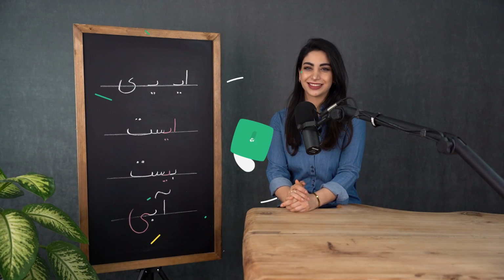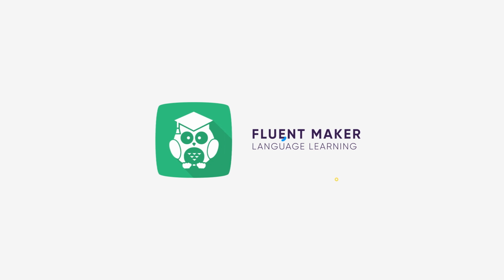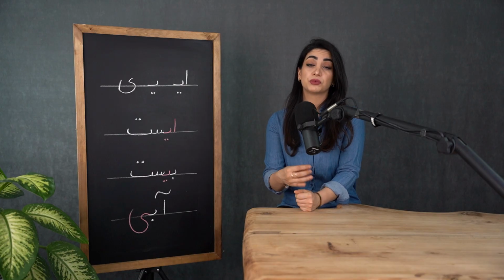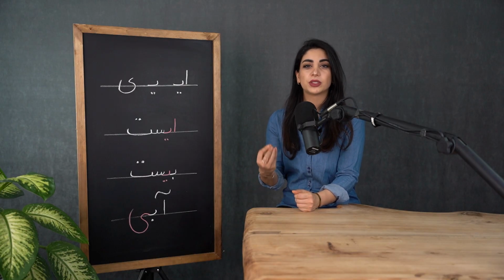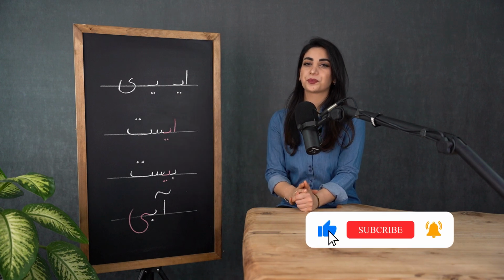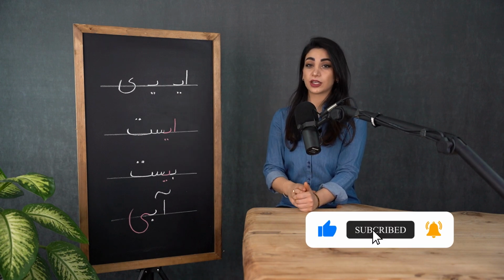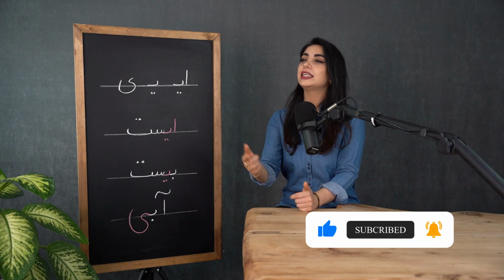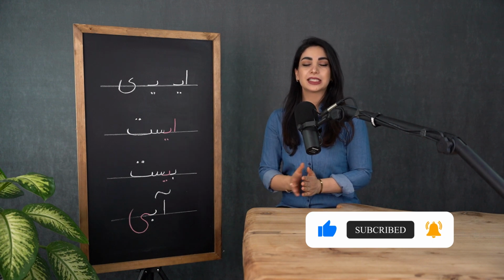Let's say E together. In this session, we want to learn the last vowel in Persian language. It's E. E. Look at my mouth. E. Listen to me.